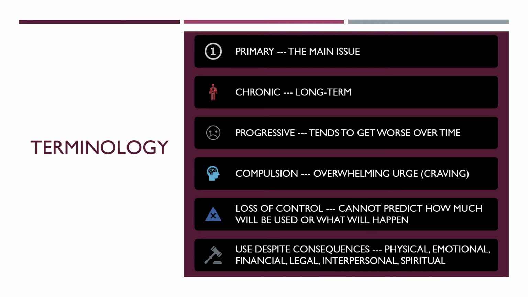That second C is the loss of control. And when we say loss of control, what we mean is you can no longer predict what's going to happen when you use. So if I start drinking, I can't accurately predict how much I'm going to drink.